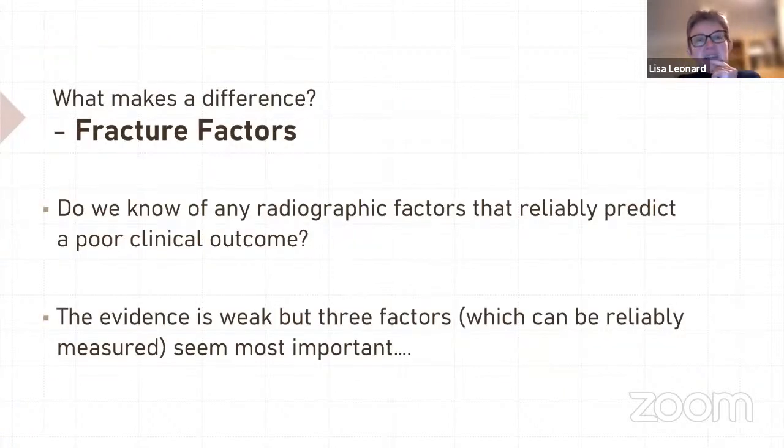So that's patients. Then fracture factors, and we have talked about the literature, which is very, very difficult. And are there any radiographic factors that do reliably predict a poor clinical outcome? Because after all, that's what we're really trying to get to the bottom of. And I think the evidence is pretty weak.